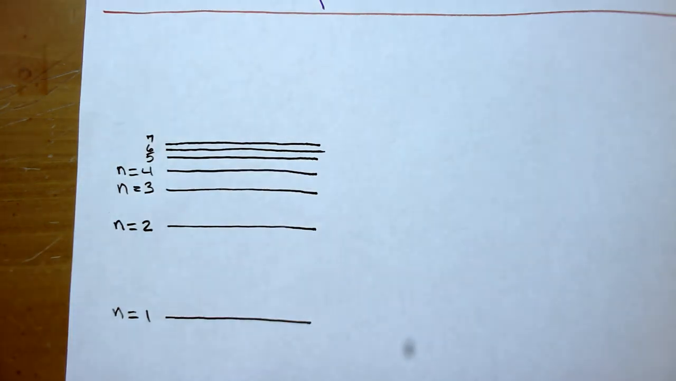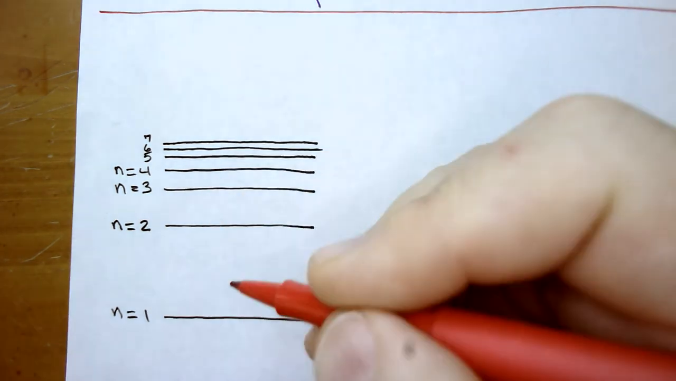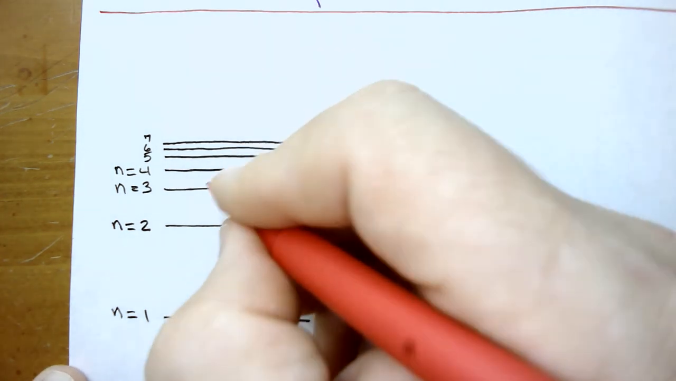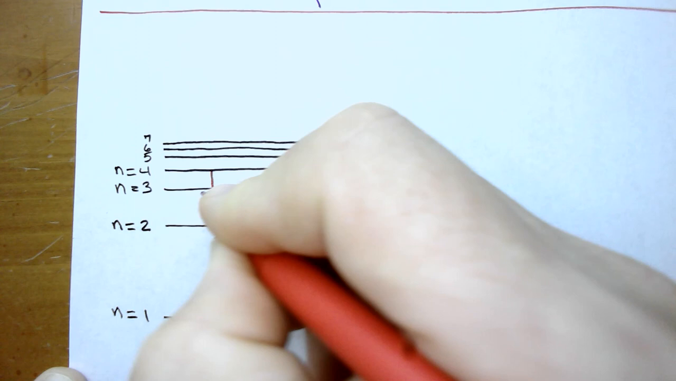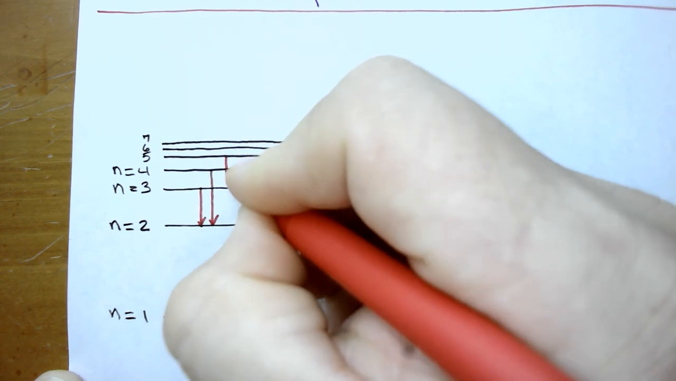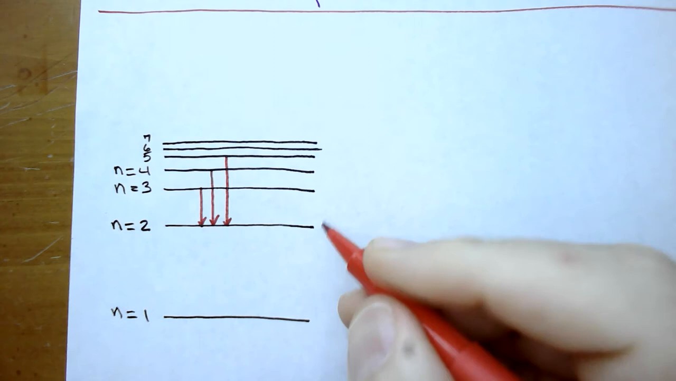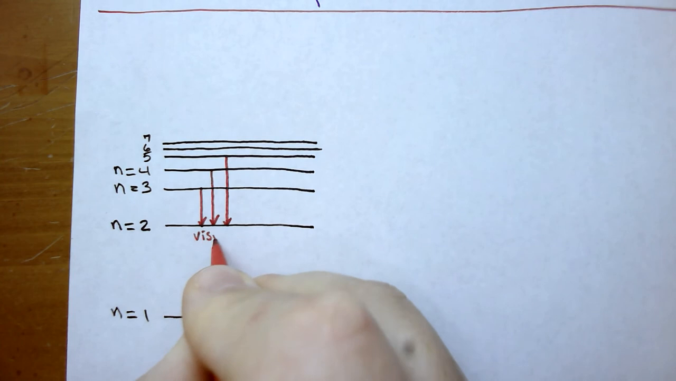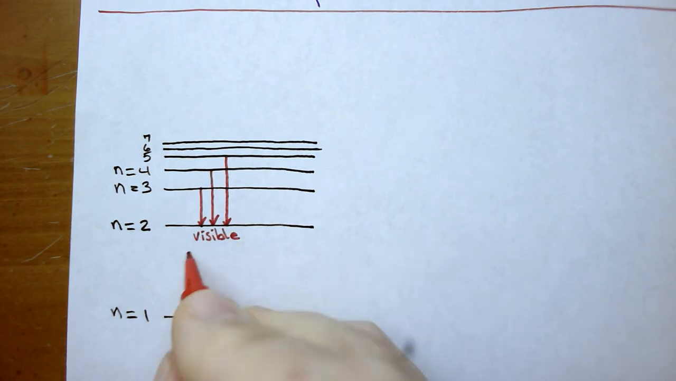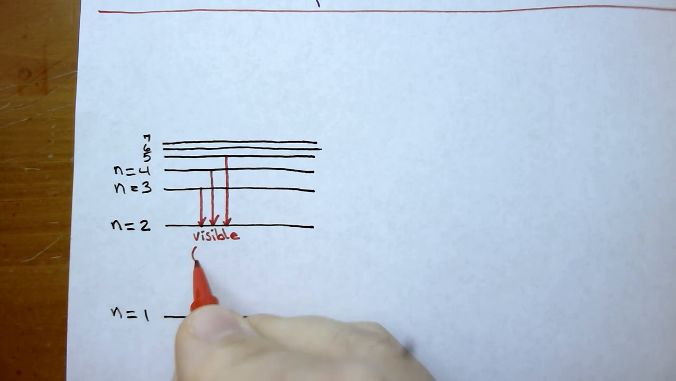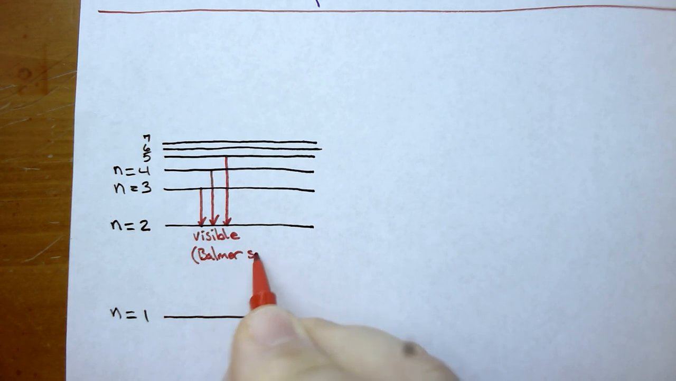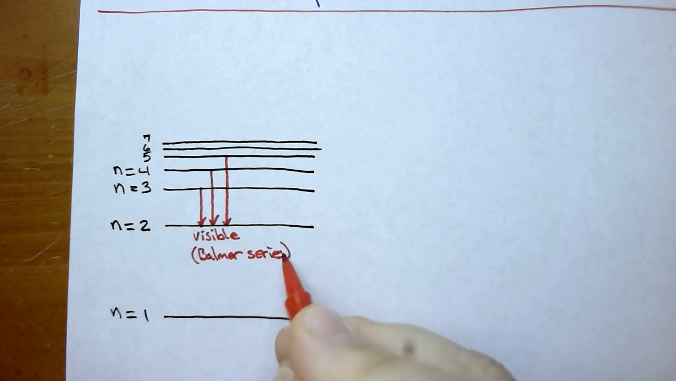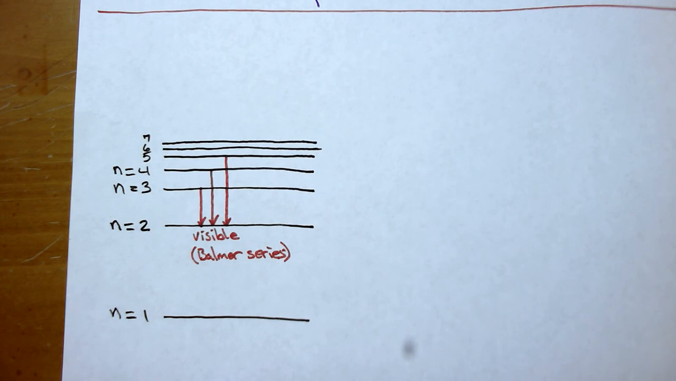Okay, so what we do know is that when electrons drop from any excited state to energy level 2, then this is called the visible spectrum, and it's called the Balmer Series. So our visible light comes from electrons dropping from excited energy levels to energy level 2.